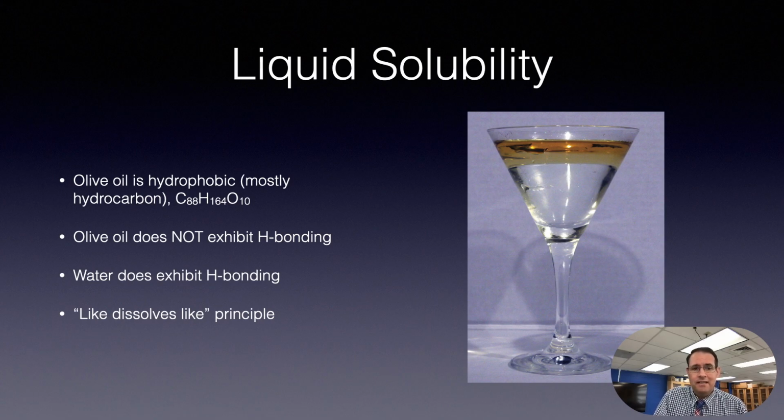It's C88H164O10. Nobody's ever going to ask you to draw a Lewis structure of this one. But suffice it to say, olive oil does not exhibit hydrogen bonding. Water does exhibit hydrogen bonding, so they are not going to mix, okay? Like dissolves like is not this example, because olive oil is very water-fearing, and water is water, so the two are going to repel one another.